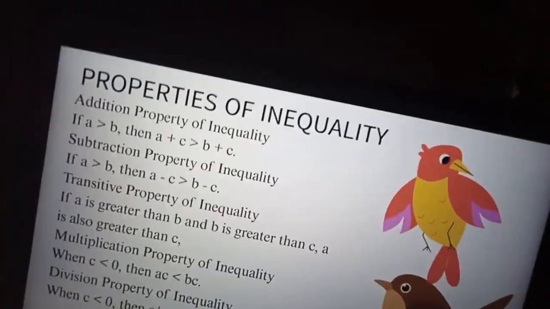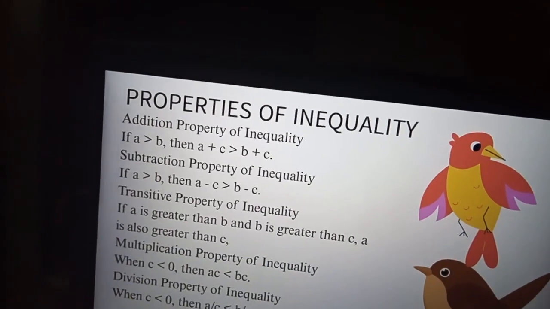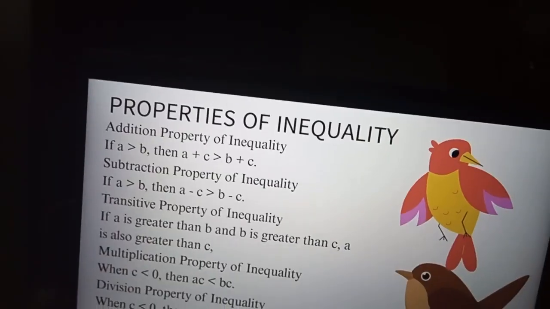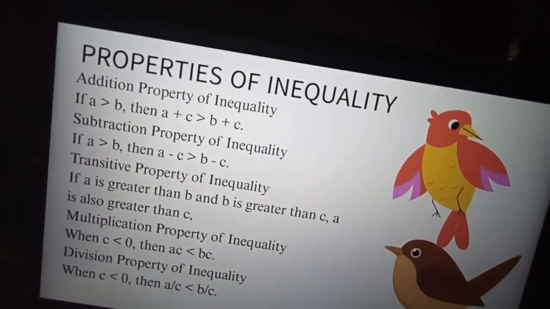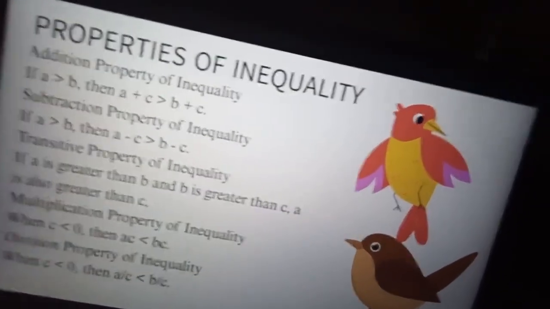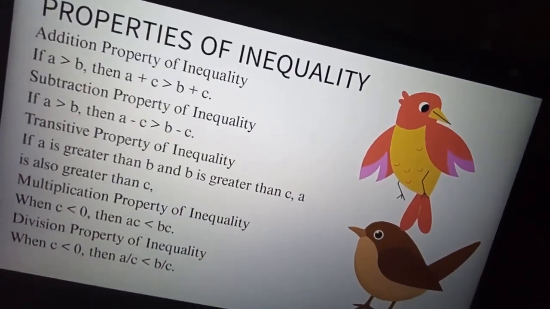Multiplication property of inequality states that when C is less than 0, then AC is less than BC. And the division property of inequality states that when C is less than 0, then A divided by C is less than B divided by C.